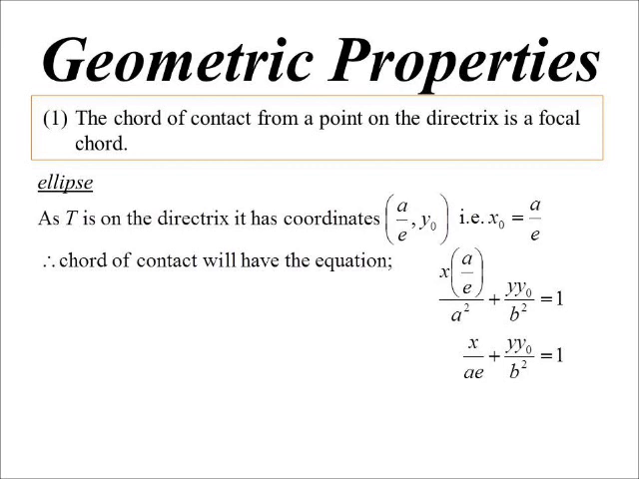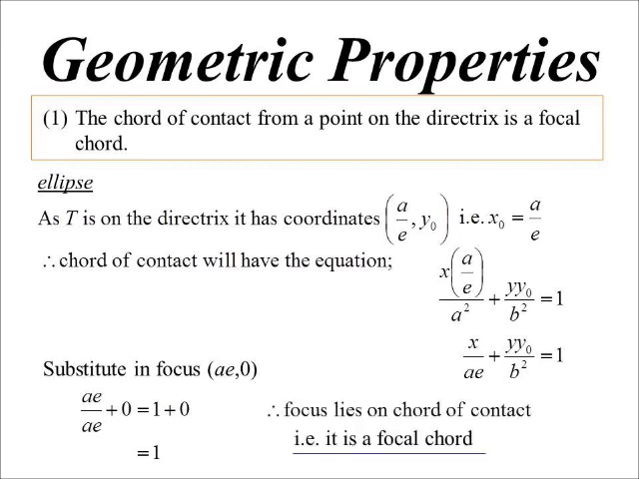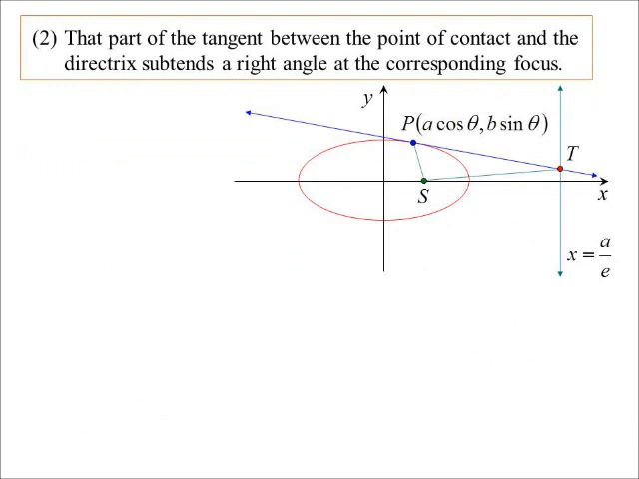We just have to prove now that it goes through the focus. It's a focal chord. So if we substitute in the coordinates of the focus, (ae, 0), we get (ae)/(a/e) + 0, which is 1. So yes, the focus does lie on that line. So yep, it is a focal chord. So there's one property. That part of the tangent between the point of contact and the directrix subtends a right angle at the corresponding focus.